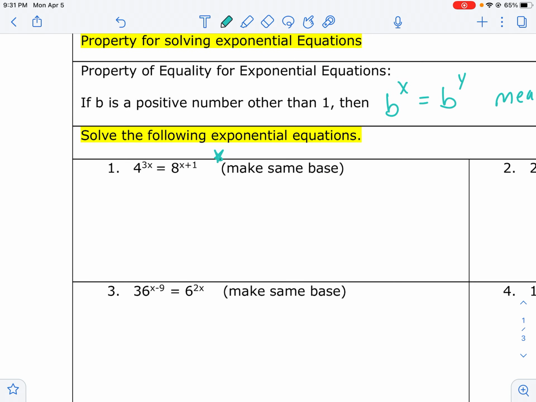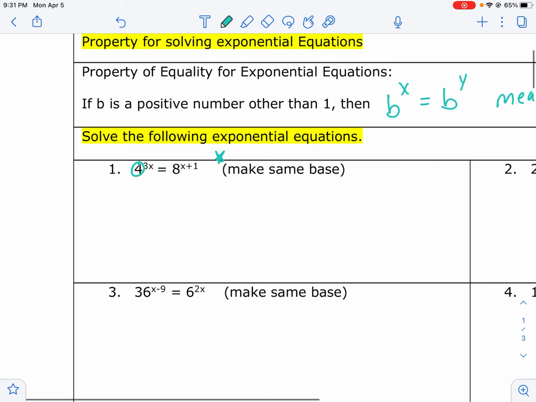4 and 8 are not the same base, but both of these numbers can be made by taking 2 and raising it to a power. So this first one, 4, is the same as 2 squared. So we replace 4 with 2 squared, and that's getting raised to the 3x. That's going to be equal to 8, which is really 2 cubed, and that is getting raised to the x plus 1.